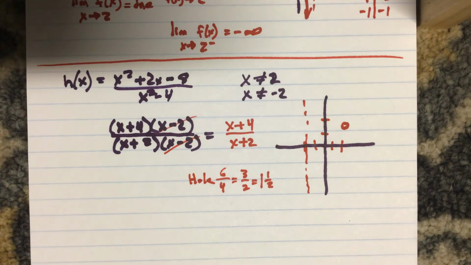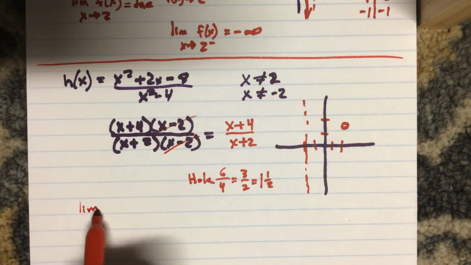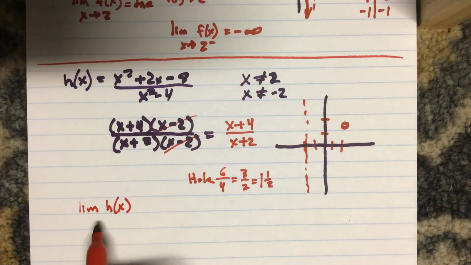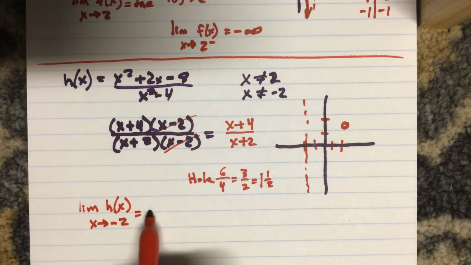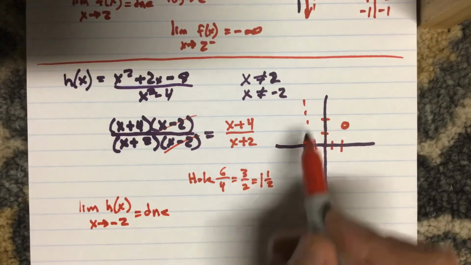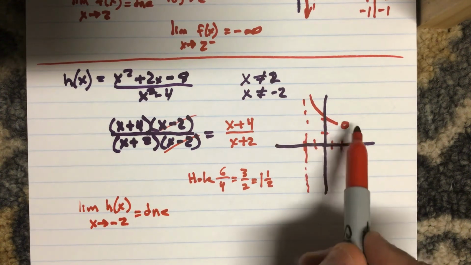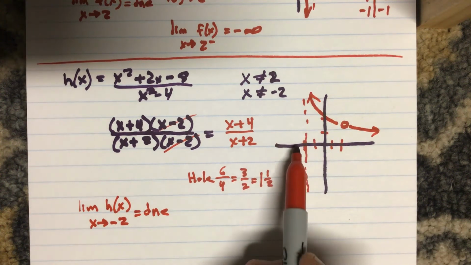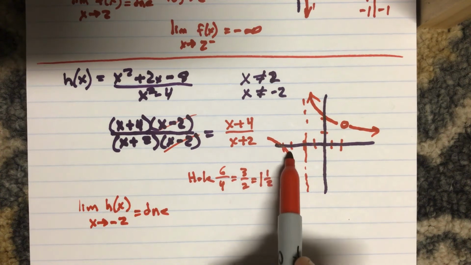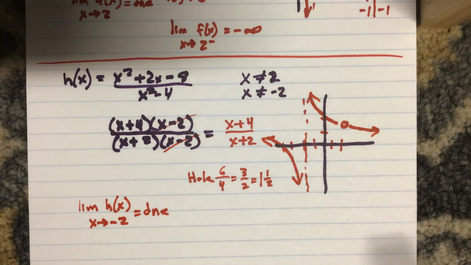We want to know what is the limit of h of x as x approaches negative 2. And we know now that it does not exist because there's an asymptote here. If I plugged in some points, I would see, just like the last graph, that it's kind of going like this. And on the other side, it looks like this. Again, all you have to do is make a quick table, plug in a few values on each side of negative 2, and you'll see what's happening there.